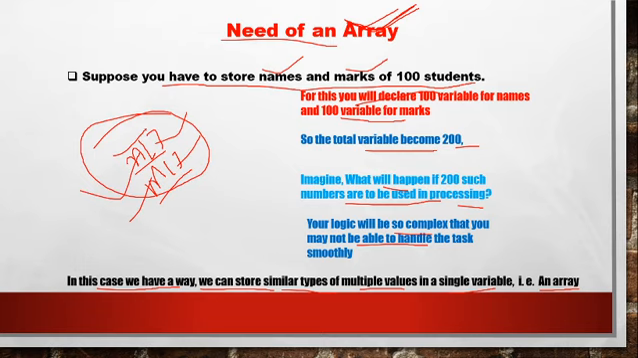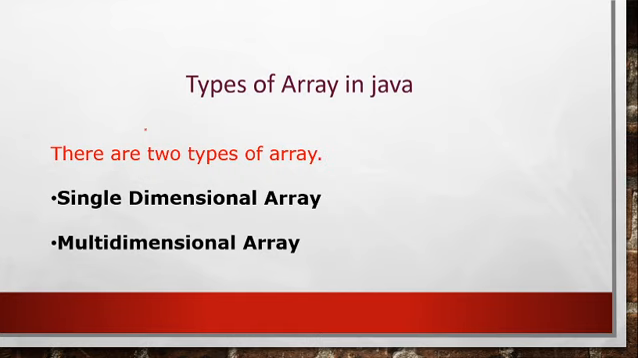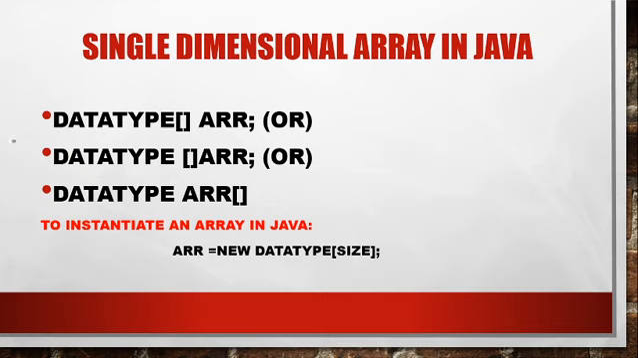Now let's see how to declare an array. First, the types of array. There are two types that you have to learn: single dimension and multi-dimensional array. First, I will explain the single dimensional array, then the multi-dimensional array. To declare a single dimension array in Java, we simply use the data type, brackets, and the name of the array, or the data type, name of array, and then the brackets, or the brackets after the name. So three options are there. You can use here, here, or here. I have put all options here so that it will be easy for you.